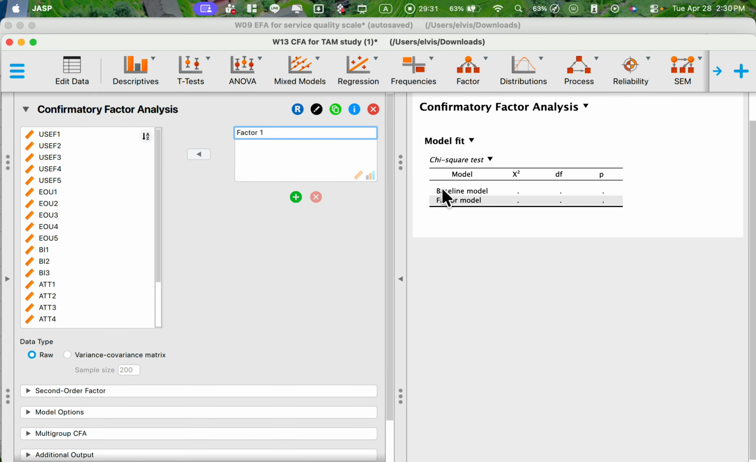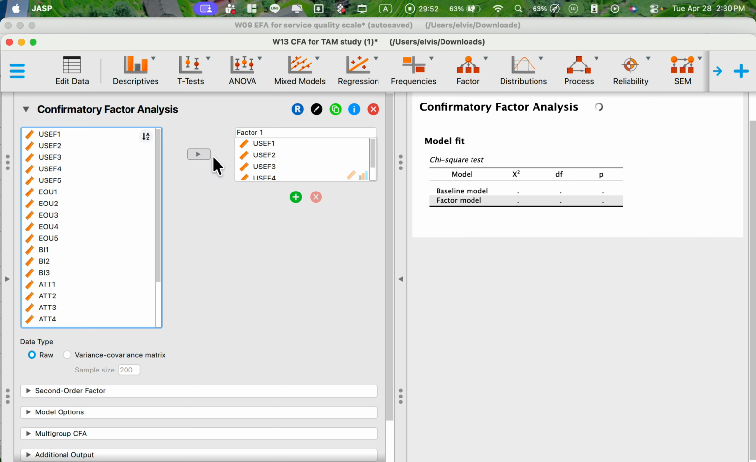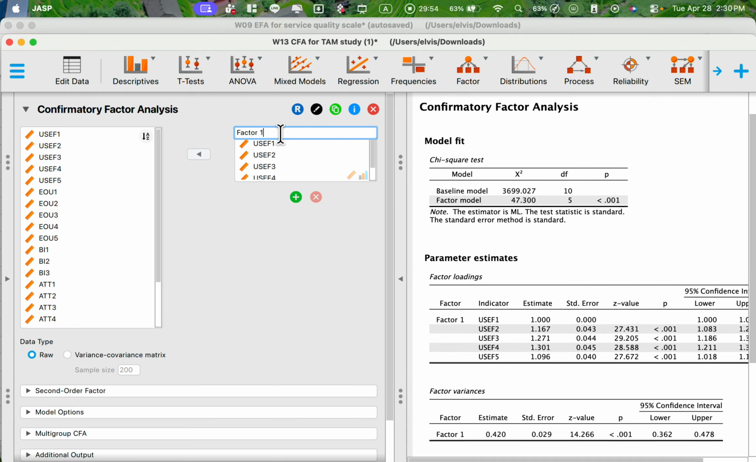Now, good. The default name is called factor 1, right? And I would like to move the indicator to the factor. For example, I like to move the usefulness. I have 5 indicators. So multiple selection, 5 indicators move to here. And then you can change the name of the factor. For example, USEF, called usefulness.